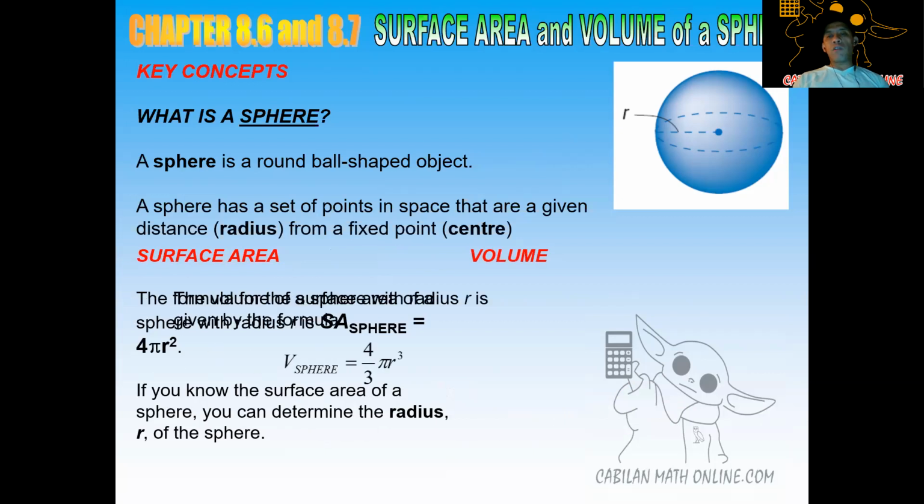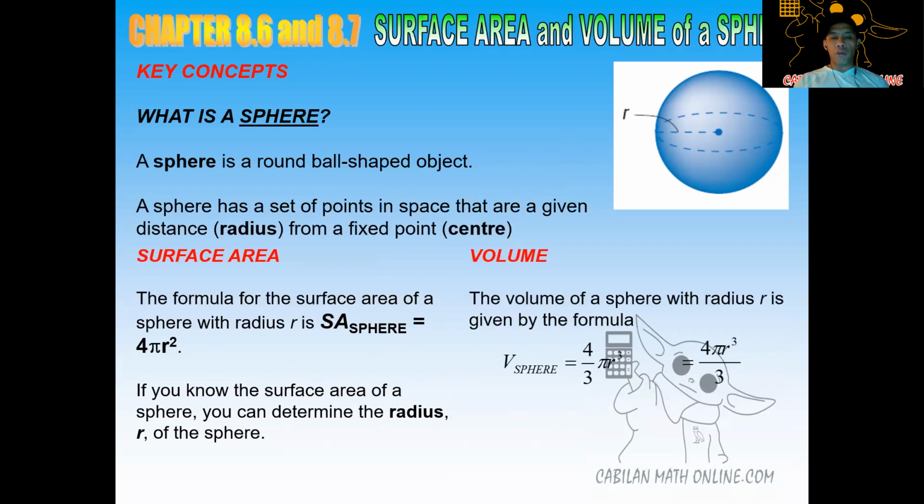Now I want you to pay very close attention to the formula for the volume. The volume of a sphere is the only formula that you have for all the shapes that has a cubed as one of the parts in the calculation. If you take a look at the r here, you notice it's r cubed and not r squared. So just be careful when you're putting it in the calculator. That's basically it when it comes to surface area and volume.